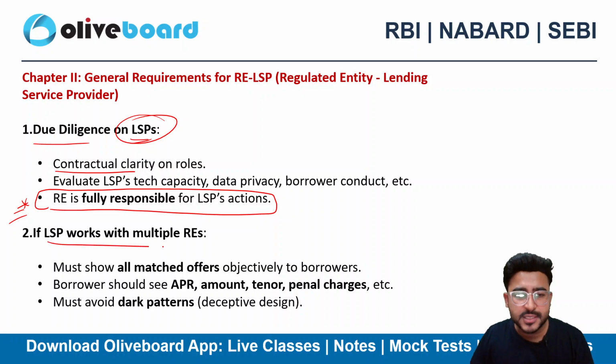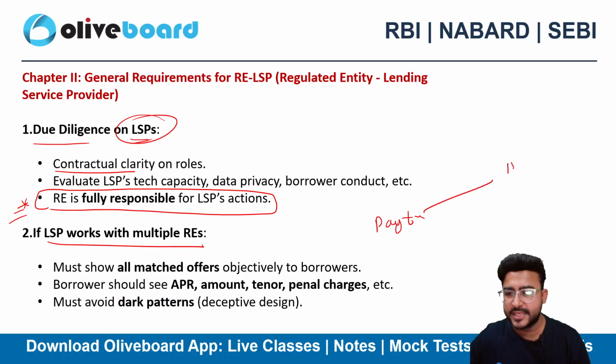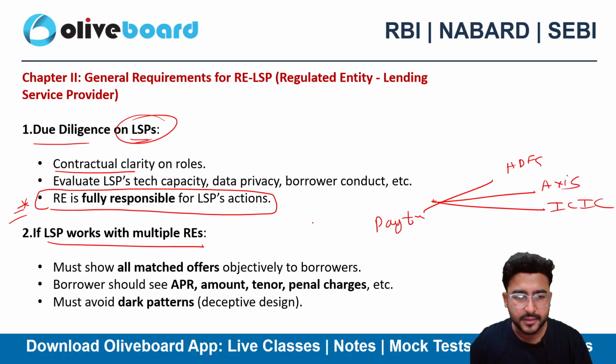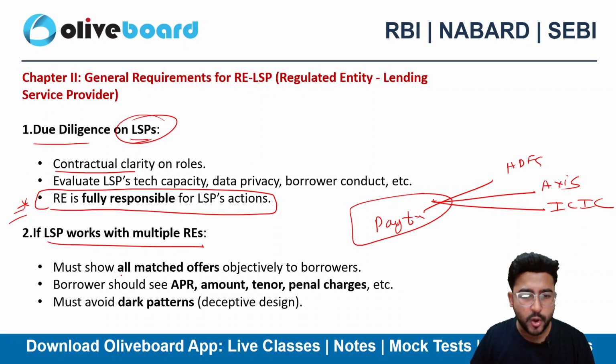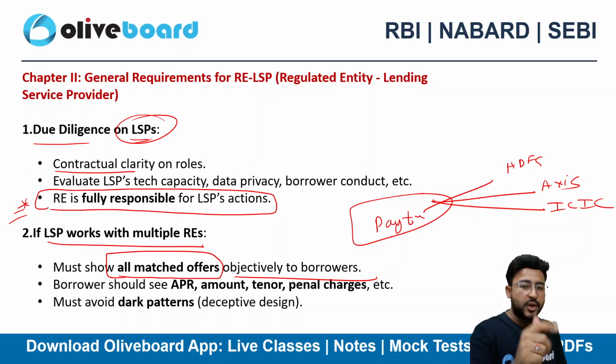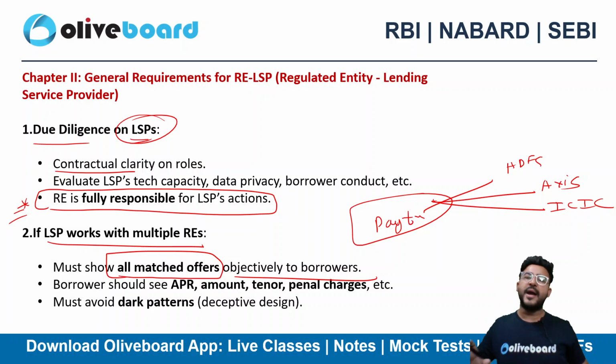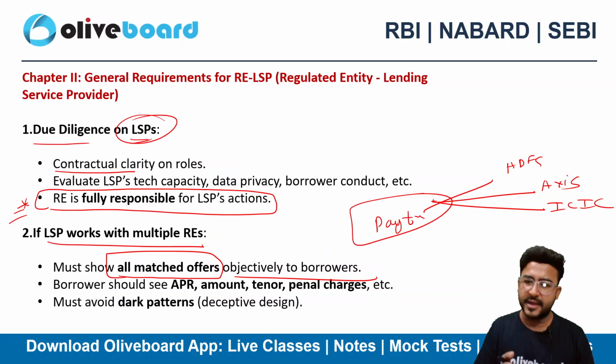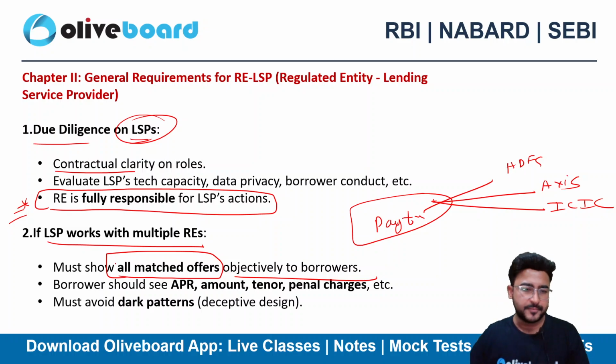If LSP works with multiple RE, let's suppose Paytm is working with HDFC Bank, Axis Bank, the ICICI Bank, right? Then it must show all the matched offers objectively to the borrower. Let's suppose I go to the Paytm application. So it's not like Paytm should promote a particular bank only. It should be unbiased in nature. सारे ही criteria दिखाने चाहिए HDFC, ICICI and Axis Bank को भी, right?